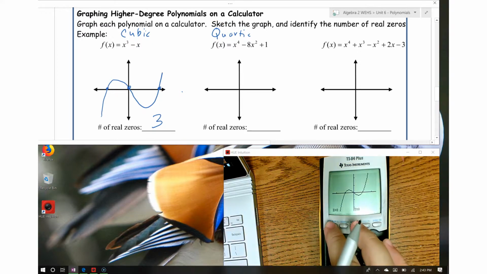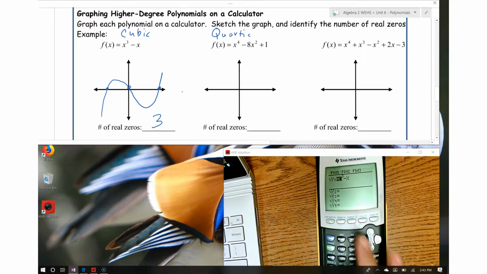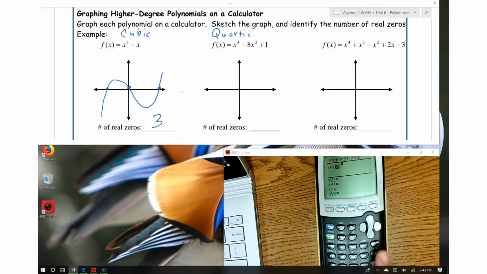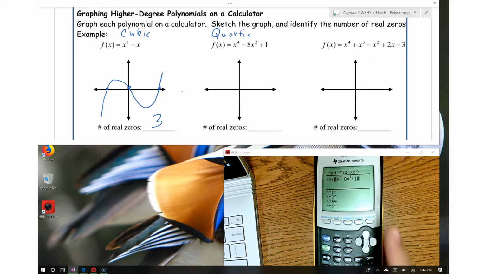So we're going to go to y equals again. And if you don't want this here, all you have to do is clear it. And you type in x to the power, that power is a caret right there. You see the caret? And then you write 4. And if you don't want to make the same mistake that I did earlier, just click to the right. Minus 8x, and then we square it. And then plus 1. And now you press graph.